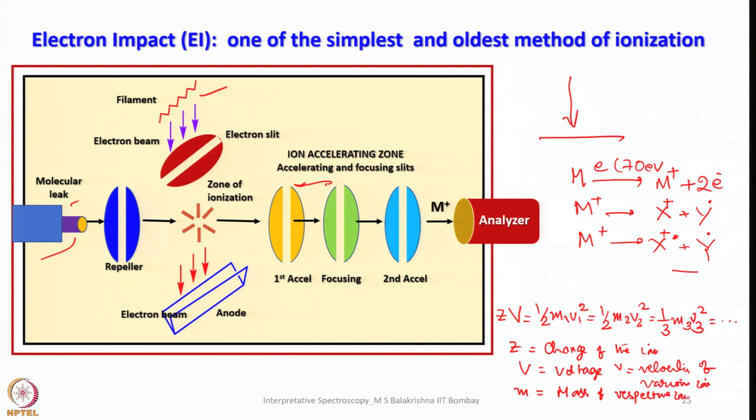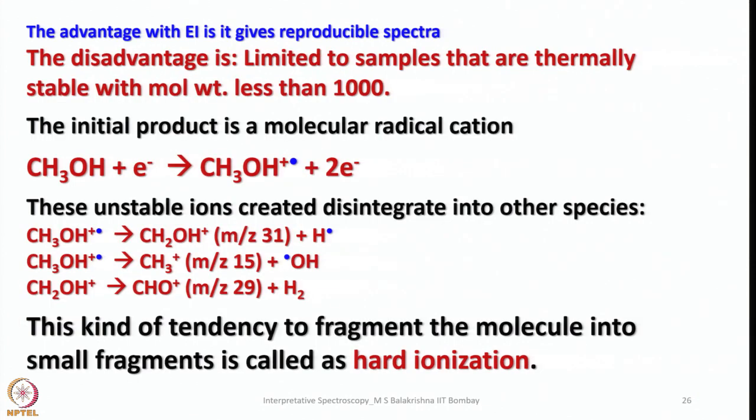The sample vapor is bombarded by electrons that are perpendicular to the path of the sample, which results in ionization. So the advantage with electron impact is it gives reproducible spectra. That's very, very important. No matter how many times you do it, the data set looks identical. The disadvantage is it is limited to samples that are thermally stable with molecular weight less than 1,000. For example, if you make molecules having a molecular weight more than 1,000, you probably cannot use electron impact.